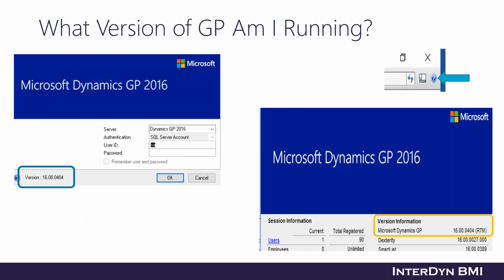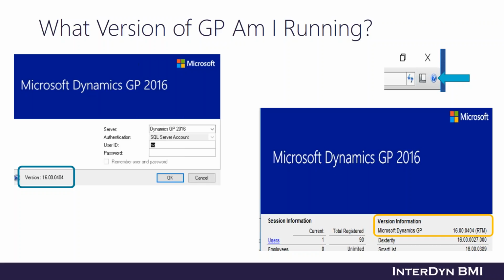Okay. So some people say, well, how do I know what version I'm running? That's a good question. There are two very simple ways to check. When you log into Dynamics GP, you see the screen on the left, I'm about to log in as the SA user. You'll notice the blue banner there says Microsoft Dynamics GP 2016, so that's a pretty good hint to pick up your version.